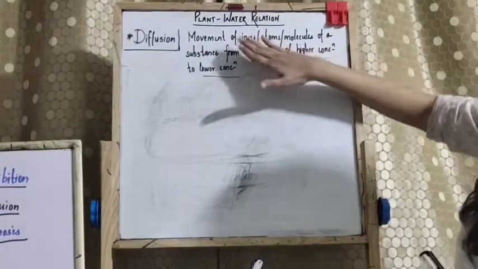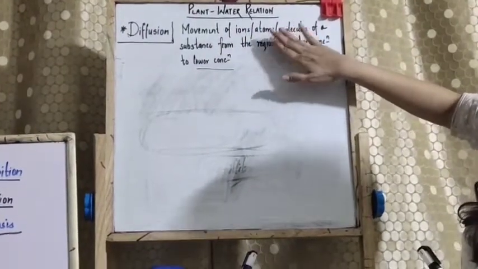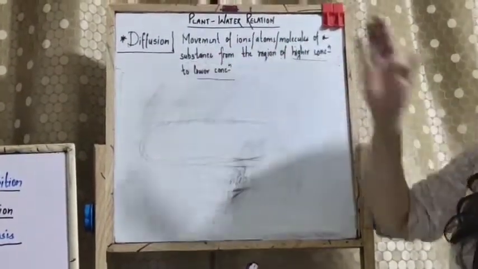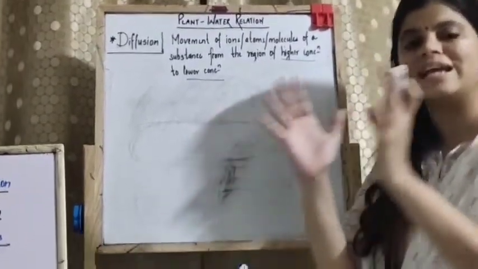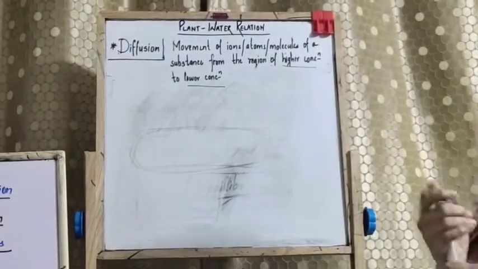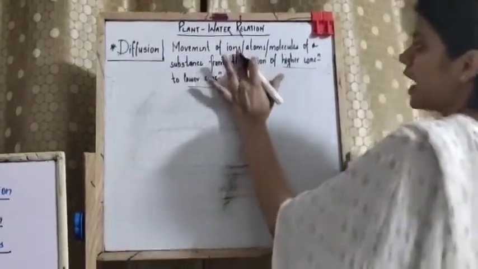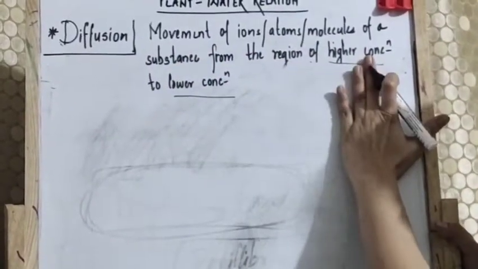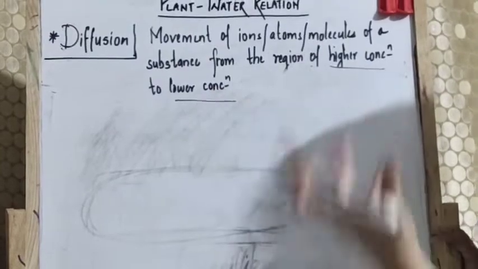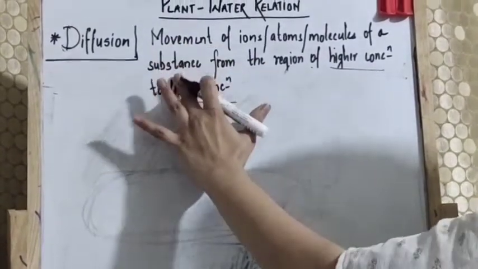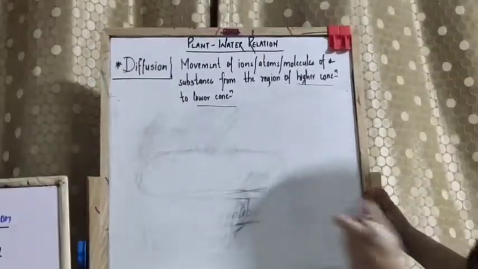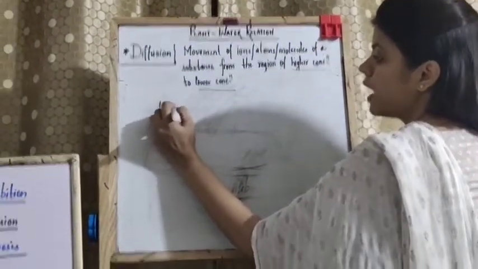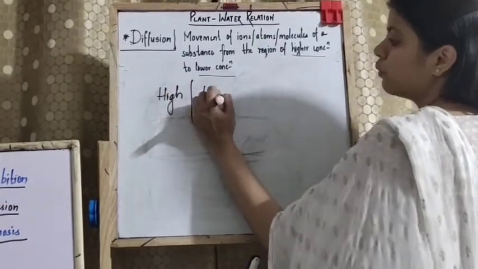Diffusion is the movement of ions, atoms or molecules of a substance from a region of high concentration to a region of low concentration. In short, we can say it is the movement of a substance from the region of high concentration to the lower concentration.